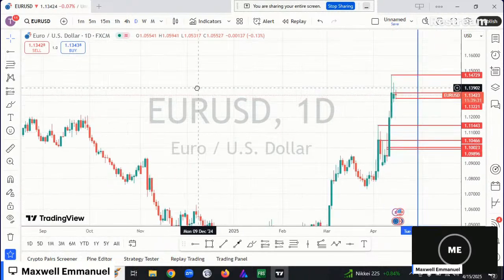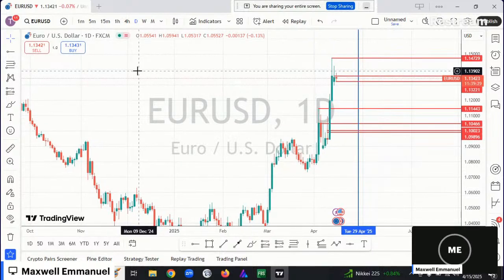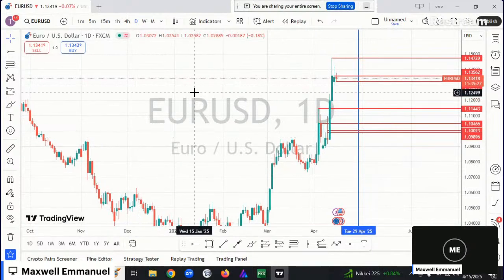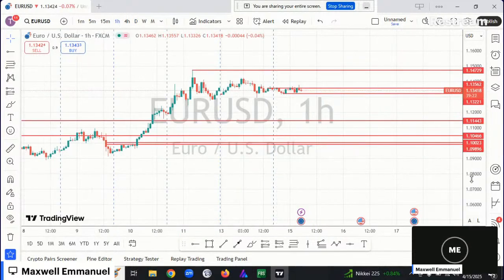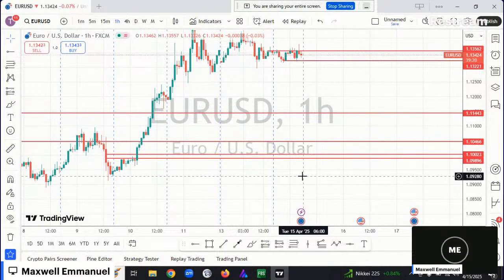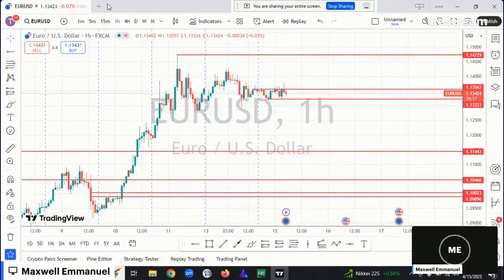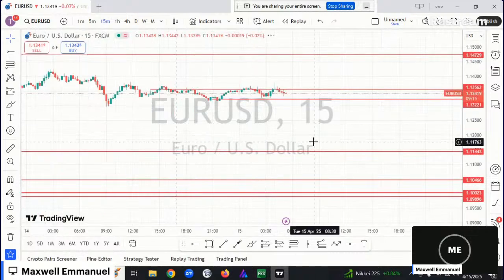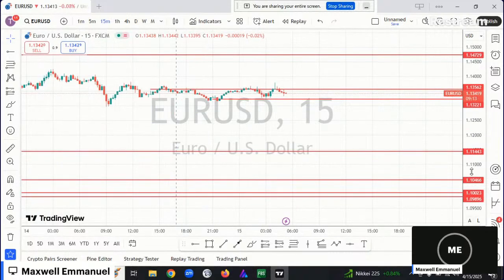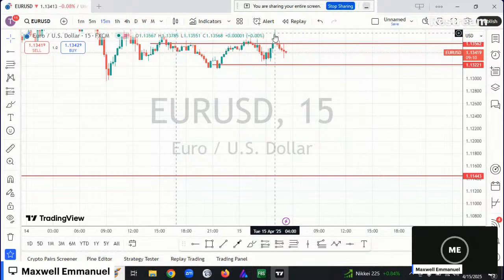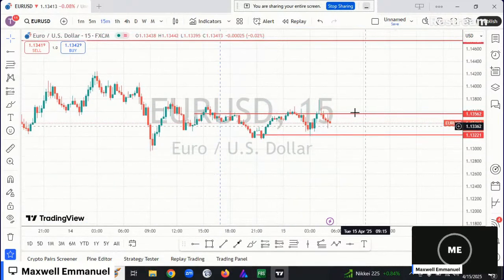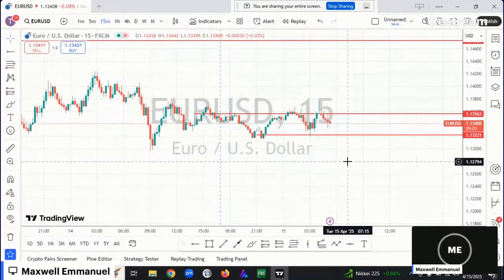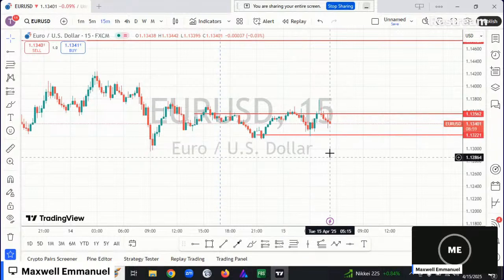So look for your buy setup on EU. Look for buys on EU. Let's see 1 hour. Okay, wait. Okay, then let's look at 15 minutes. You can see 15 minutes also has been in a range. So wait for a breakout. Wait for a bullish setup on Euro USD. If you want to buy Euro USD, wait for a bullish setup.